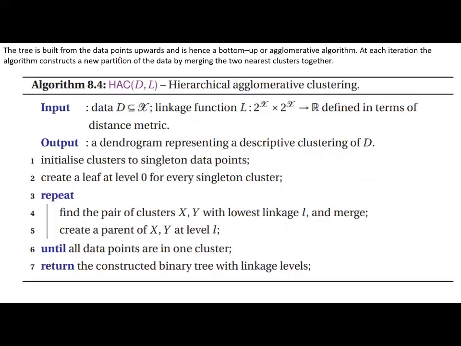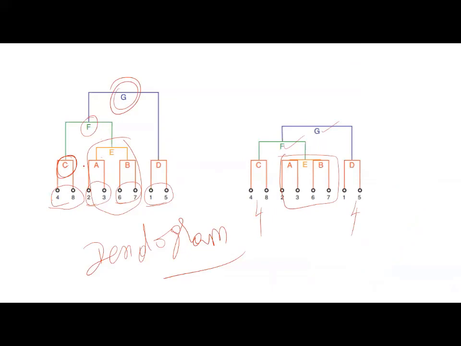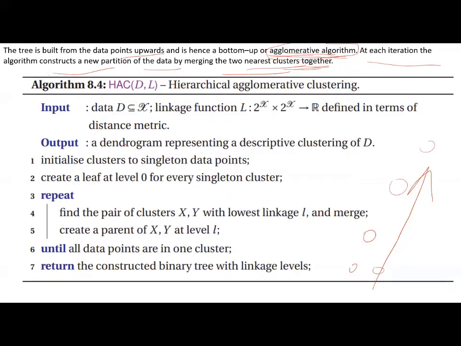A tree is built from the data points upwards. First leaves, then an internal node, and then another internal node. So this type of tree is called agglomerative. In the agglomerative algorithm, at each iteration the algorithm constructs a new partition of the data by merging the two nearest clusters together. Here we are clustering, merging. These two are merged. So this is the algorithm.